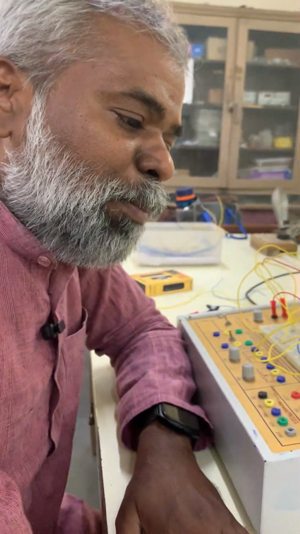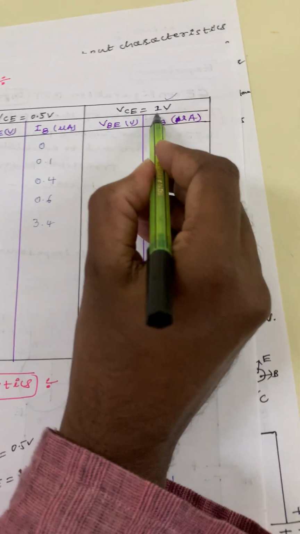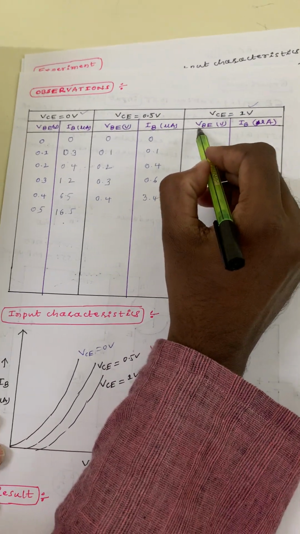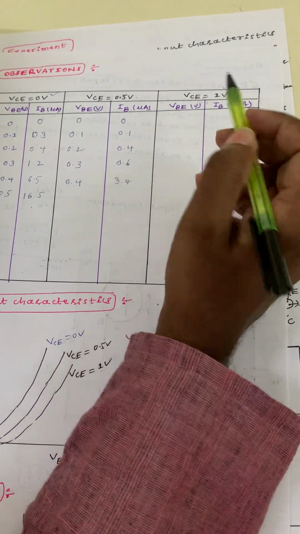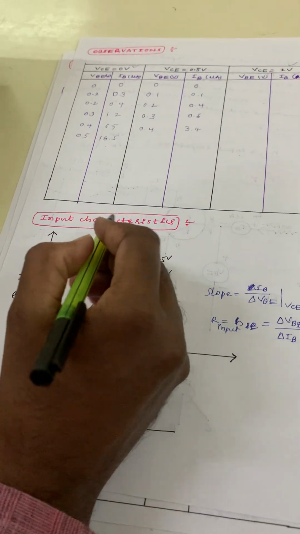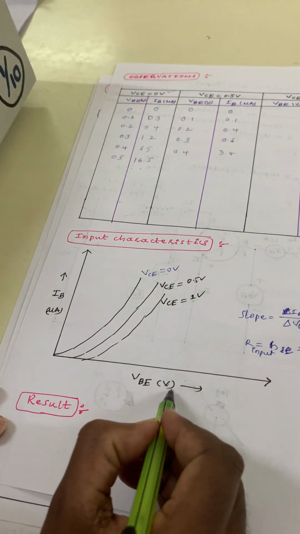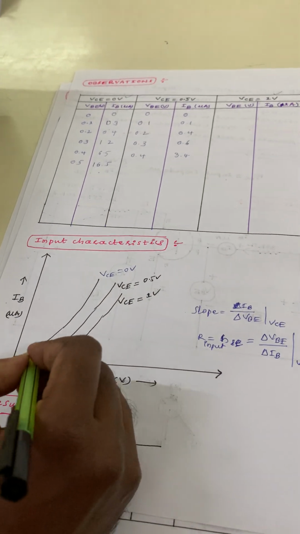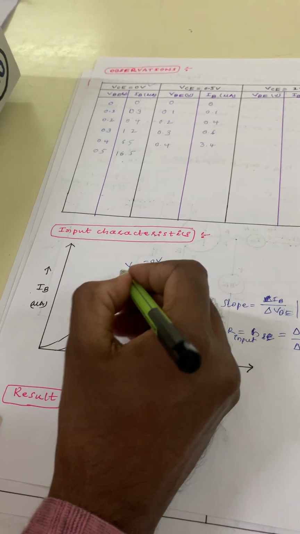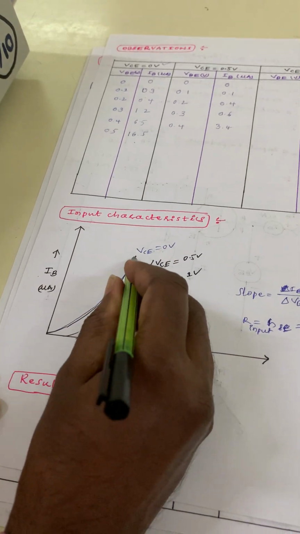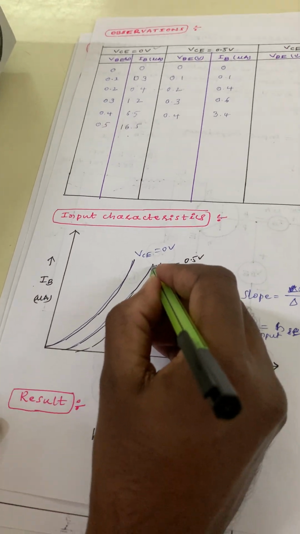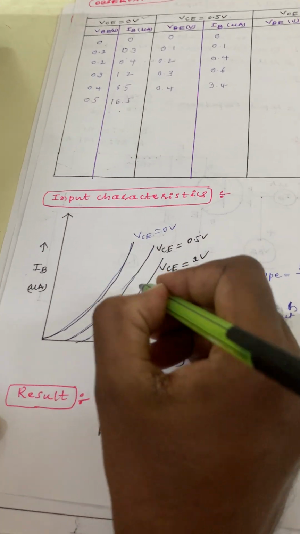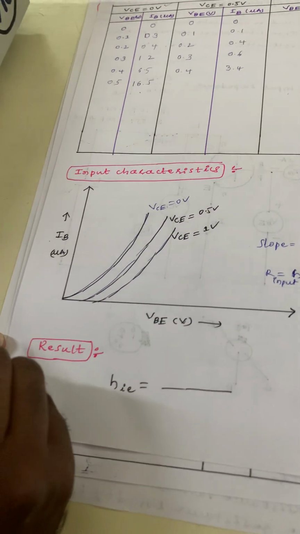Those values you have to see, based on a similar procedure. VCE equal to 1 volt you keep constant, change in steps of VBE and note the IB, and then draw the characteristic curve VBE versus IB. The curve will come like this for each VCE: for VCE equal to 0, the curve will come like this; VCE equal to 0.5, like this; VCE equal to 1 volt, like this.